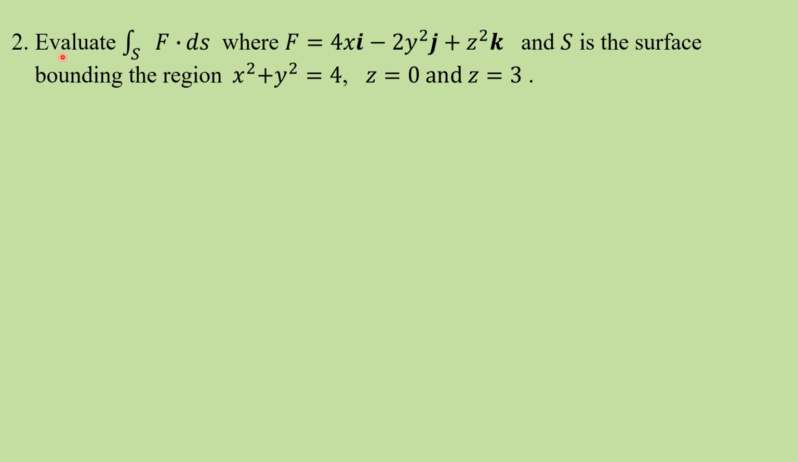Next, problem 2. Evaluate the surface integral of f over s, where f is 4x i minus 2y square j plus z square k, and s is the surface bounding the region x square plus y square equal to 4, that is a cylinder, and the planes z equal to 0 and z equal to 3. So clearly the surface is a cylinder, intersected by the xy plane, that is z equal to 0, and a plane parallel to the xy plane, that is z equal to 3. That means the height of the cylinder is 3.